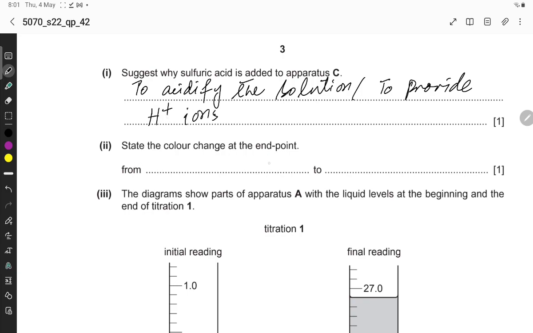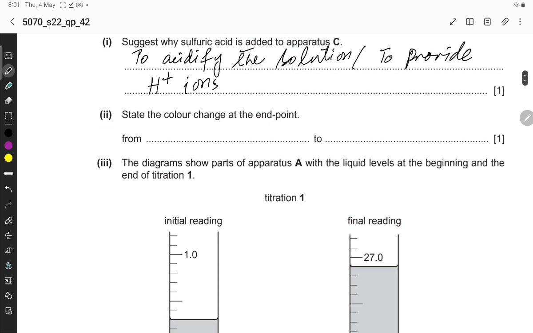State the color change at the end point. In the flask the solution is colorless, H2C2O4 is colorless, so the color change is from colorless to pink.